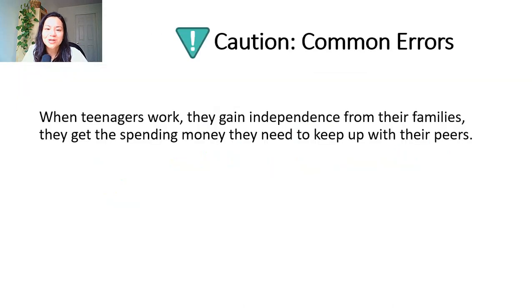There are a few things to be careful of when trying to form the compound complex sentence. Look at the sentence below and try to find the error. When teenagers work, they gain independence from their families, they get the spending money they need to keep up with their peers. Did you spot the error? Yes, you've seen this before. Again, this kind of error is called a comma splice, where two independent clauses are joined together using only a comma. This is why it's important to identify the types of clauses in the sentence before joining them.